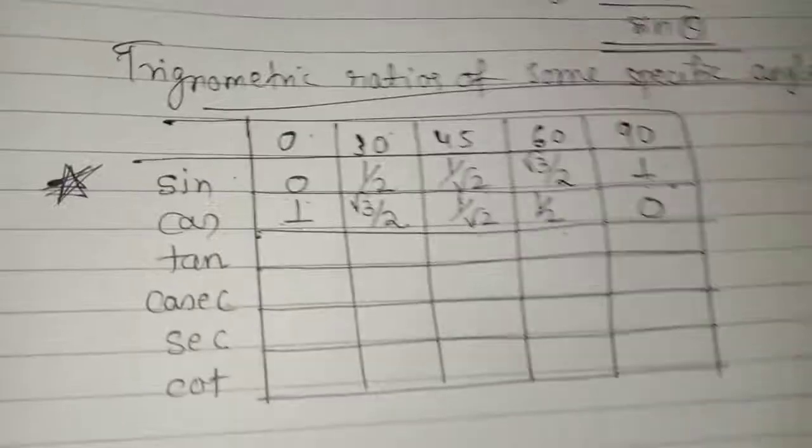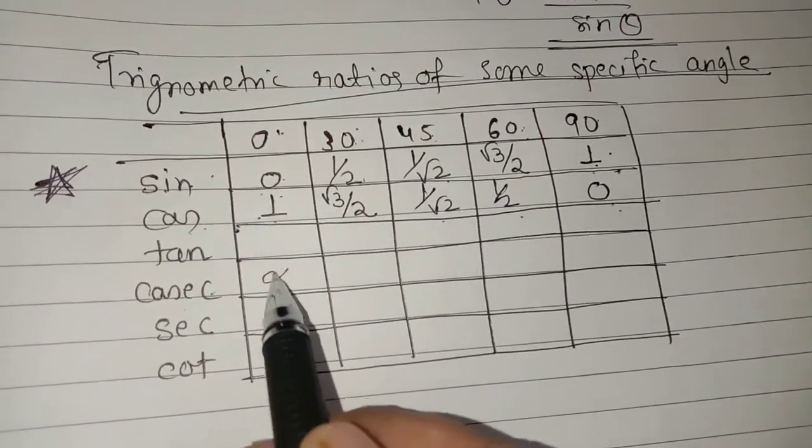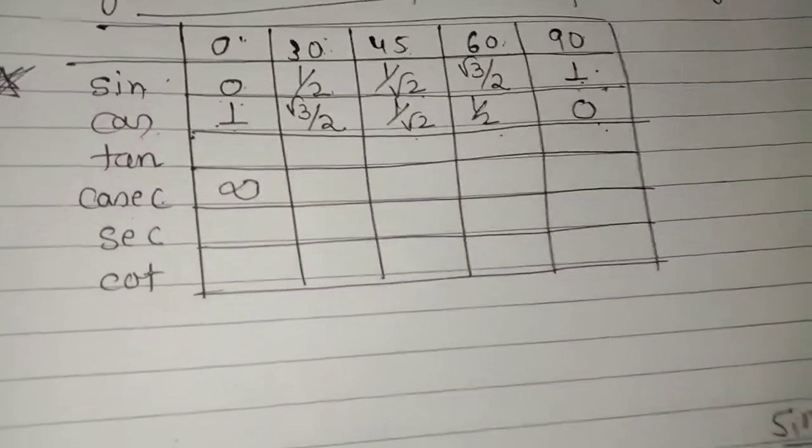So let's start to make the inverse of everything. Now sine 0 is 0. So what is cosec 0? It is undefined. Okay? It is what? Undefined.